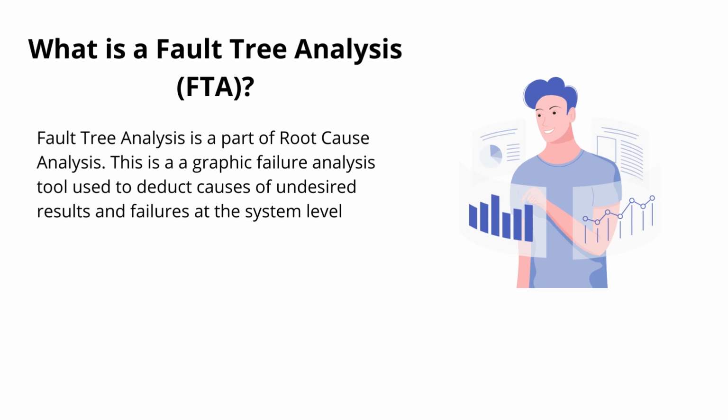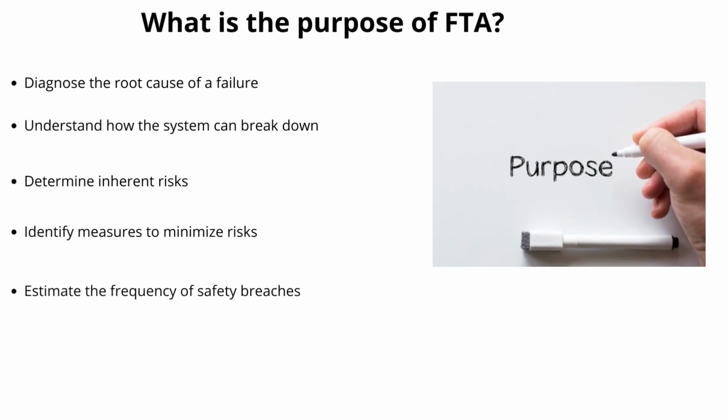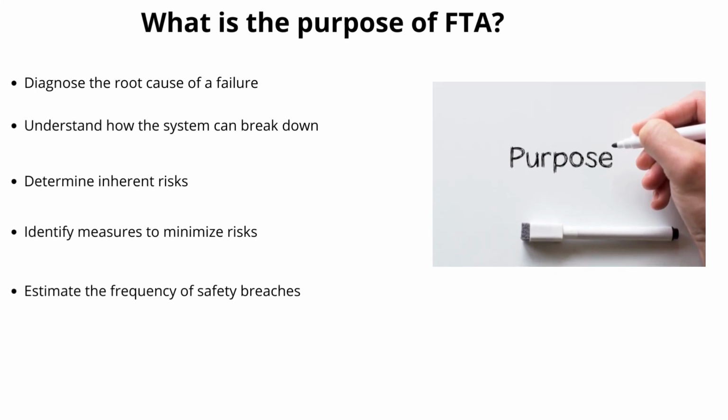FTA uses a top-down approach, starting at a single point at the top, branching downwards to check the state of the system. What is the purpose of fault tree analysis? Diagnose the root cause of the failure, understand how the system can break down, determine inherent risk, identify measures to minimize risk, and estimate the frequency of safety breaches.